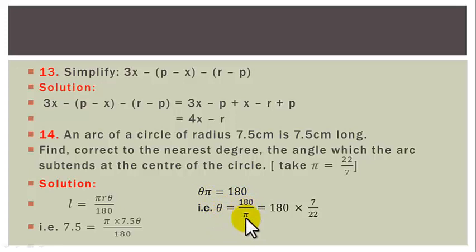But since pi is taken to be 22/7, that would mean 180 divided by 22/7, which is equal to 180 times 7/22. 180 times 7 divided by 22 will give us 57 degrees to the nearest degree.